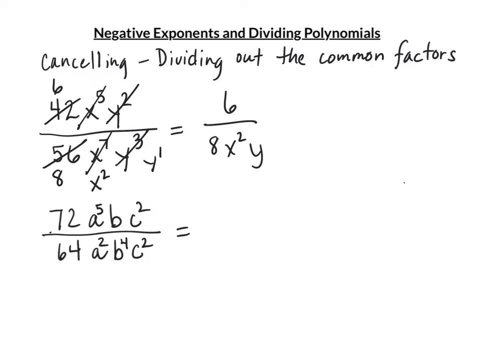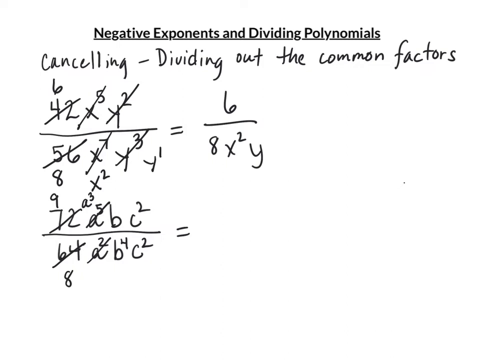72 and 64 are divisible by 8. Divide by 8, you get 9. Divide by 8, you get 8. A squared and a to the 5th have 2 a's in common. Cancel 2 a's and 2 a's from each. There were 5 above, so there's some left above. That's a cubed. 3 left. There's a b above and a b to the 4th below.